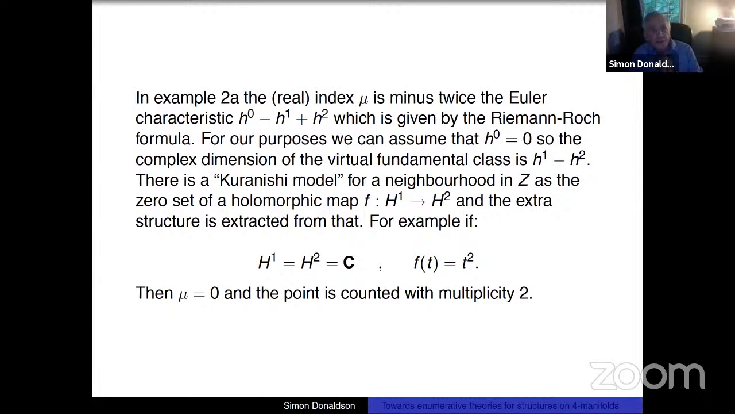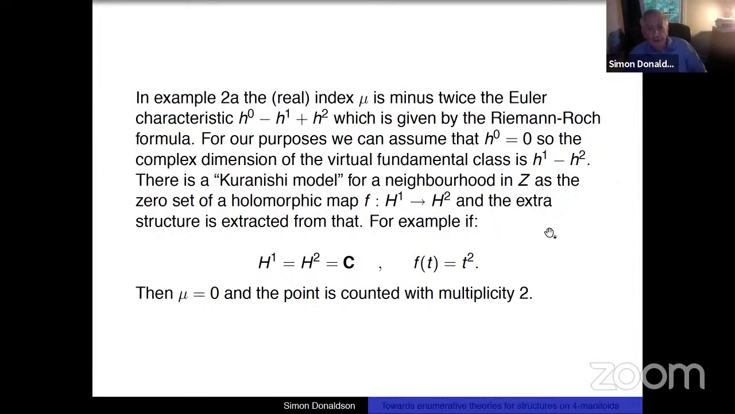If we're studying deformations of a bundle about a given one, then you have what's called a Kuranishi model, which says that a neighborhood in your moduli space, your space of solutions, is modeled on the zero set of a holomorphic map in finite dimensions, say F, between the cohomology groups, F from H1 to H2. More precisely, F is defined on some small neighborhood of the origin in H1, and a neighborhood in Z is modeled on the zero set of F in that small neighborhood. But the point is that the extra structure encodes some of the structure of these Kuranishi maps.